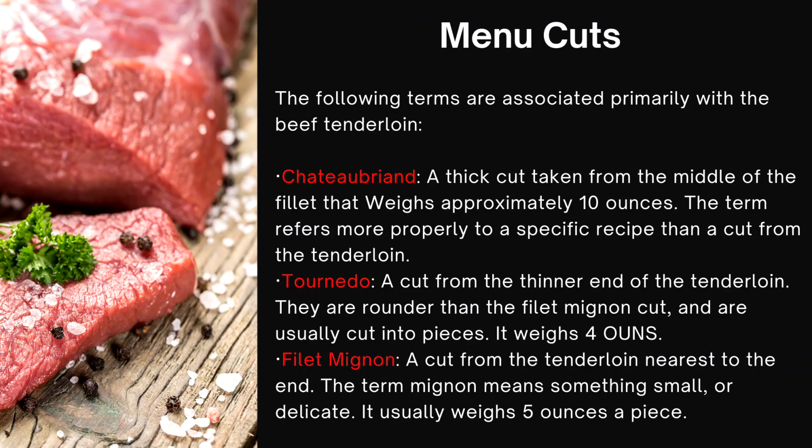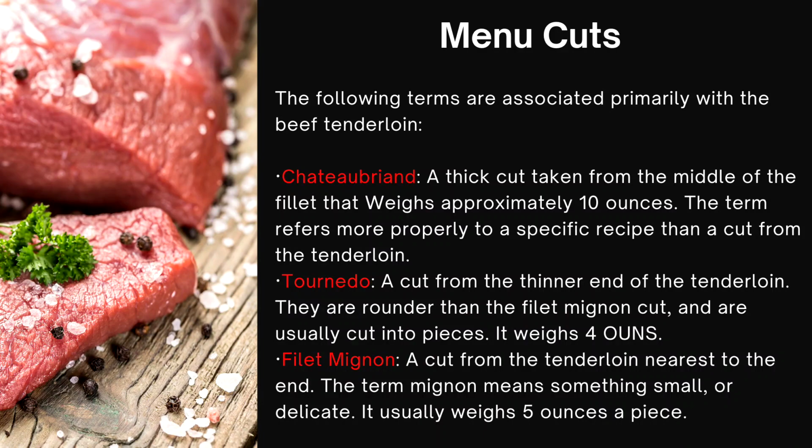Good day, everyone. My assigned topic is menu cuts. The following terms are associated primarily with the beef tenderloin. First is Chateaubriand, a thick cut taken from the middle of the fillet that weighs approximately 10 ounces.